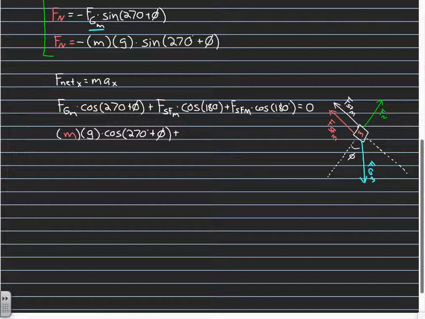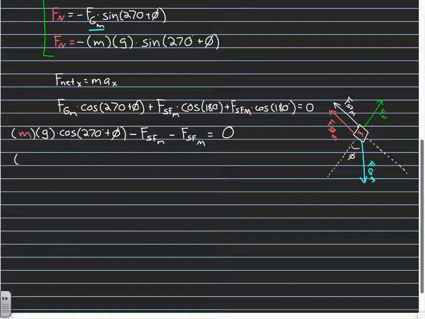Plus, now we need to open up the force of static friction from the smaller box. Now here's where it gets interesting. The force of static friction from the smaller box can be simplified, because the cosine of 180 is -1. So we can simply make this negative force of static friction from the smaller box. Same thing over here, minus the force of static friction from the bigger box. And that equals 0. So now that's a much easier problem. We can open it up one step further.